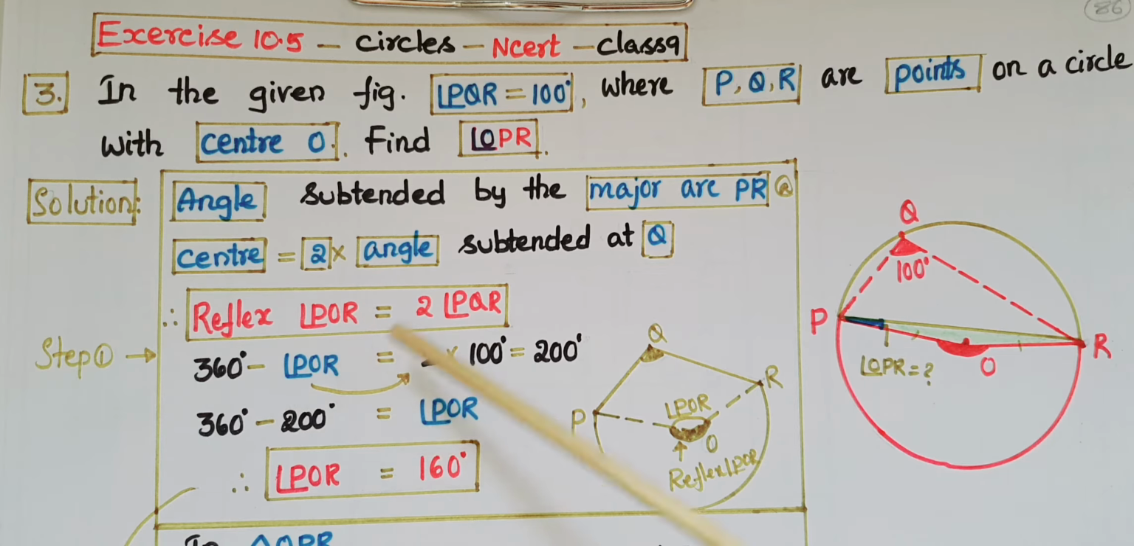Reflex angle POR we can write as 360 degrees minus angle POR. So 360 minus angle POR is equal to 2 into angle PQR, which is given as 100 degrees, that is 200 degrees. Therefore 360 minus 200 is equal to angle POR. So angle POR is equal to 360 minus 200, that is 160 degrees.